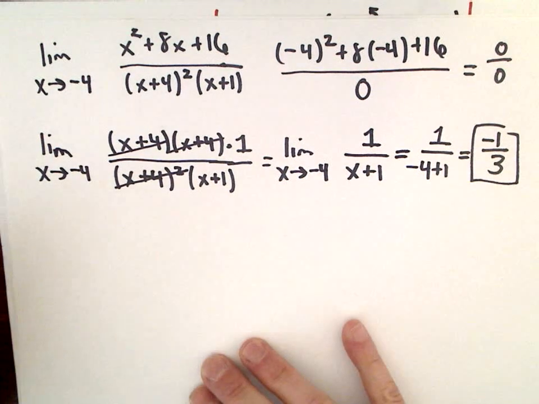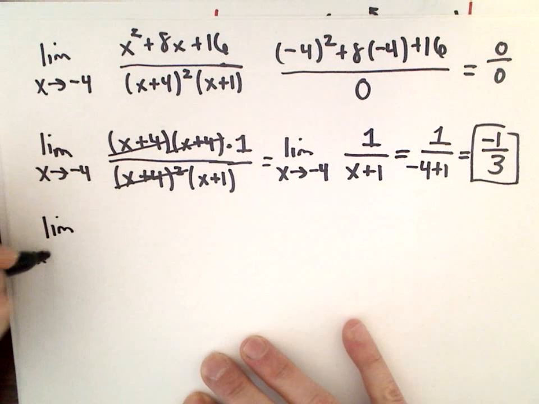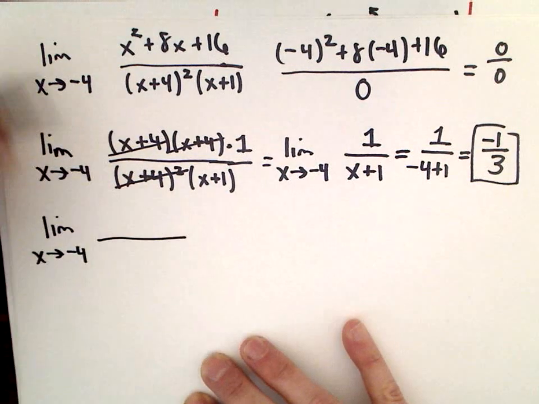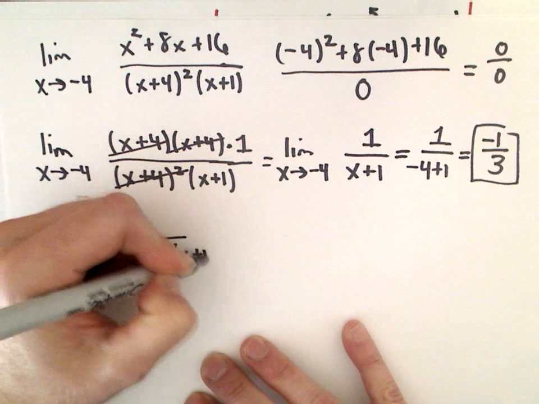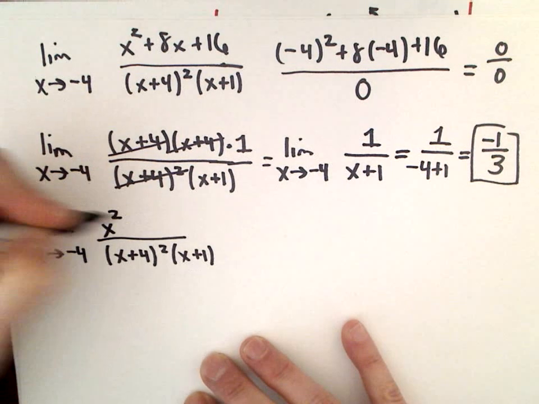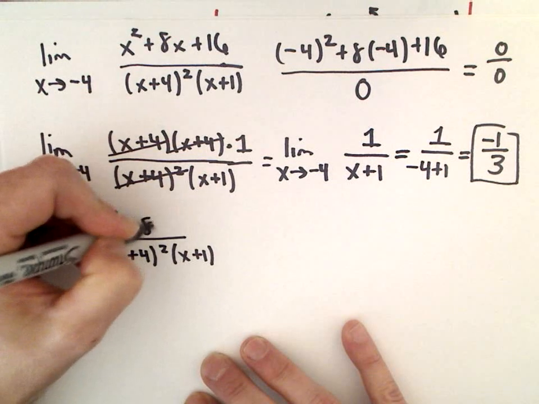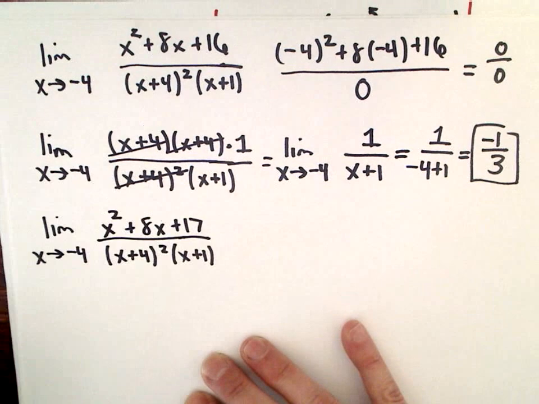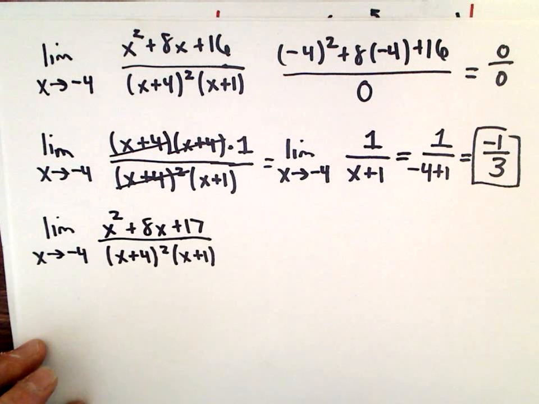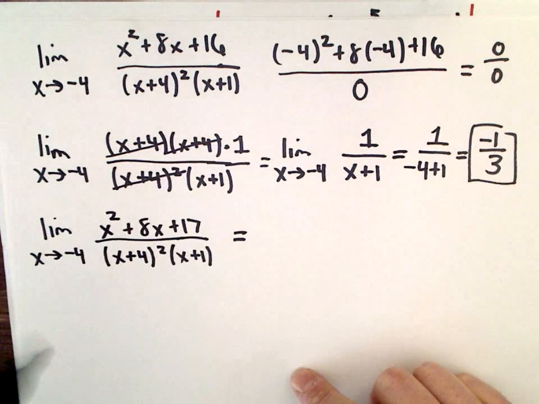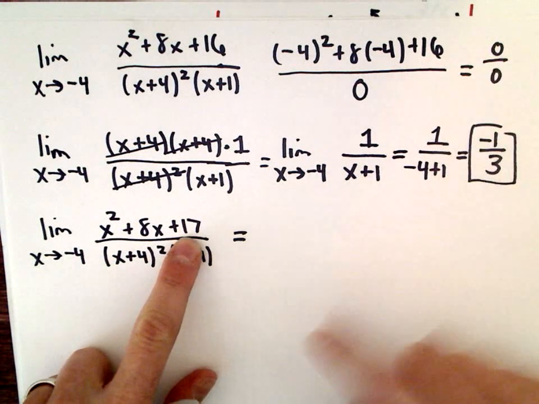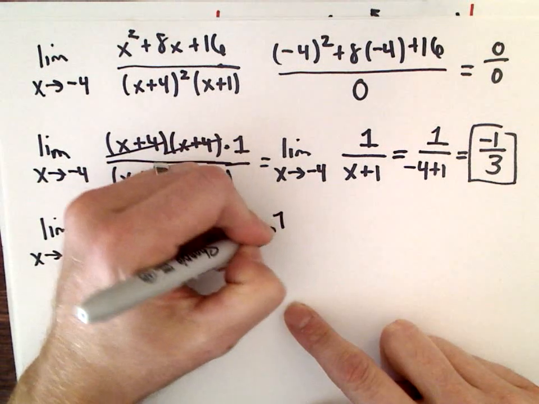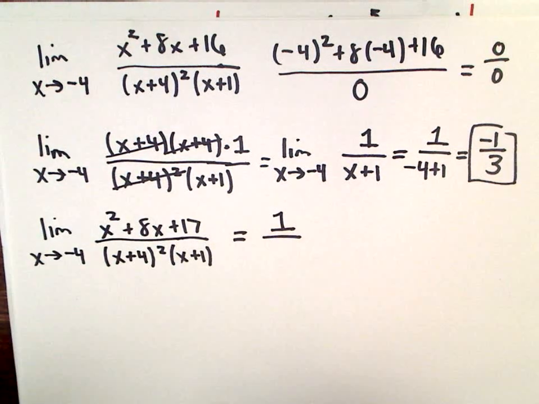So I said I'm going to do a variation of this one. I'm still going to do x approaches -4, and the denominator is the same: x plus 4 squared, x plus 1. In the numerator, I'm going to change it. Let's make it x squared plus 8x plus 17 instead of 16. So all I did was change this value. Before, if we'd left it alone, we would have gotten 0 in the numerator. Now if I plug in -4, I'm actually going to get 1 in the numerator and 0 in the denominator, so now I have to start being a little more careful.